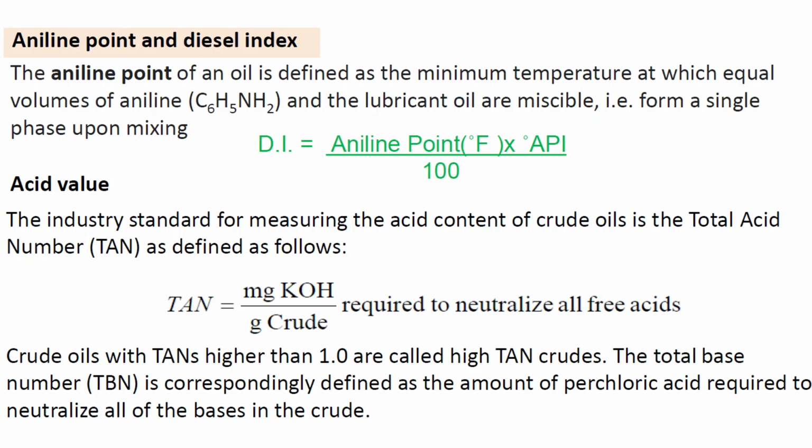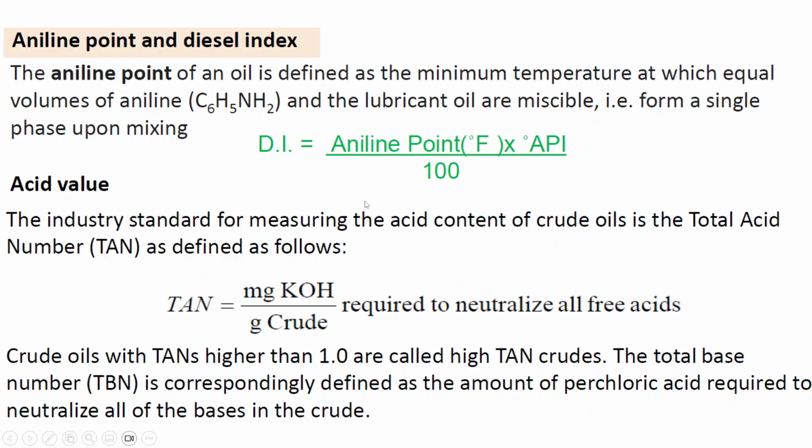The third quality is the aniline point and diesel index. The aniline point is basically a property of lube oils. It is the minimum temperature at which equal amounts of aniline and lubricant oil are miscible to form a single phase upon mixing. This is the formula for diesel index: aniline point times API divided by 100.